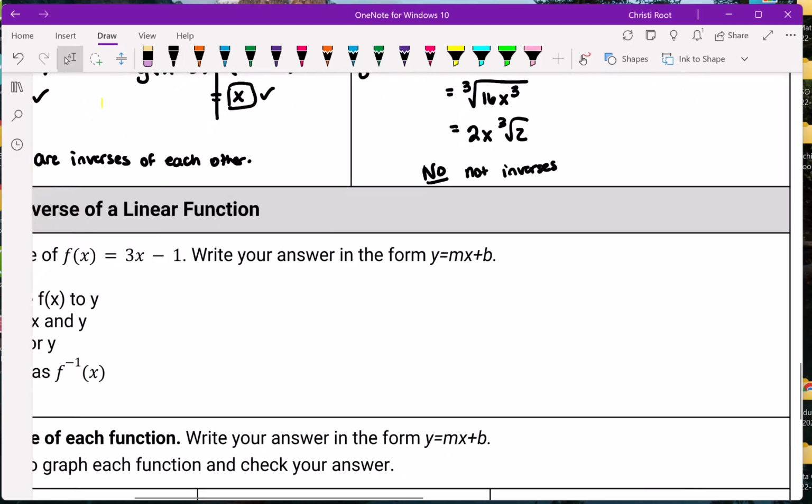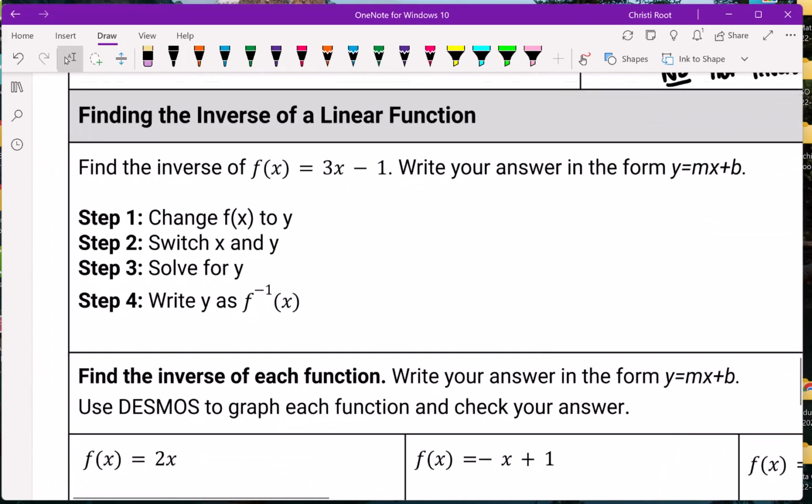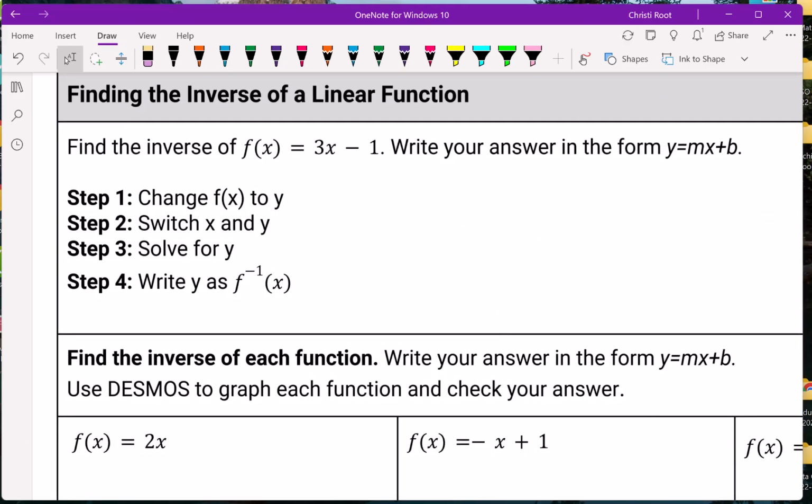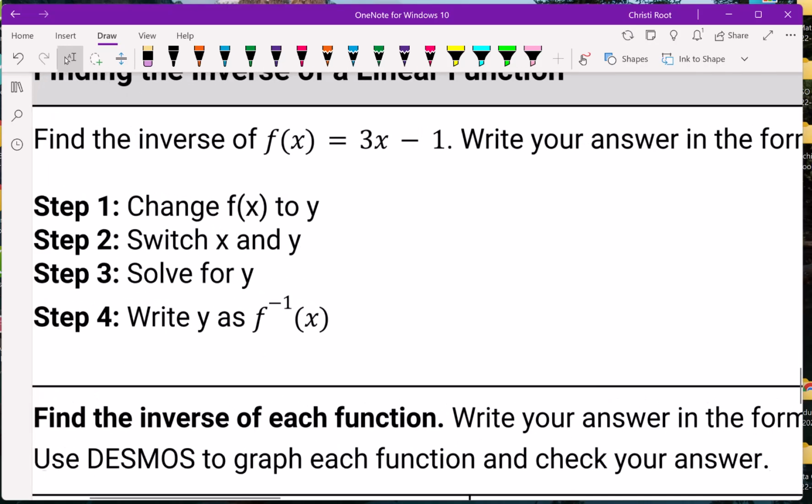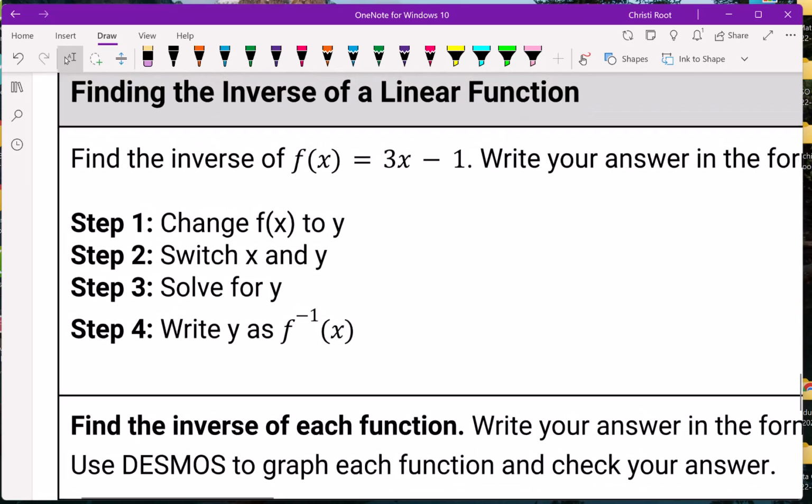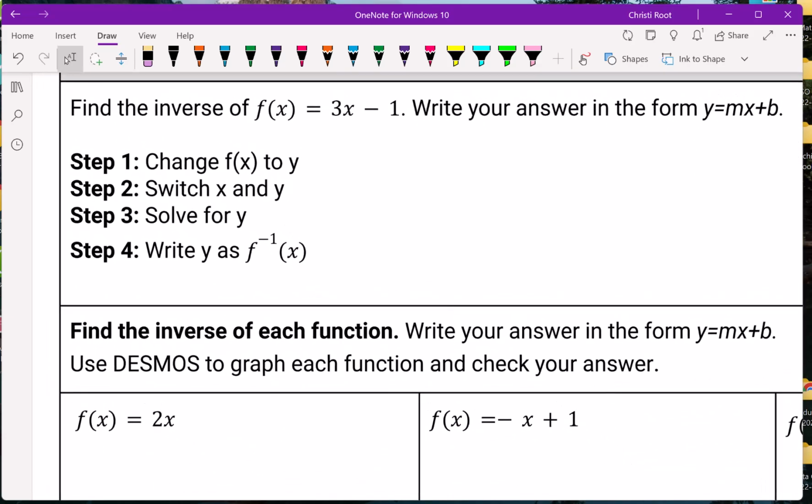All right, so we're going to go back to Algebra 1 for a little bit. We're going to find the inverse of a linear function, and I know it's linear because it's got x to the power of 1. What we're going to do is follow these 4 steps very carefully.